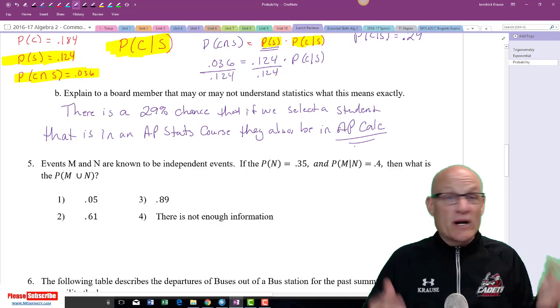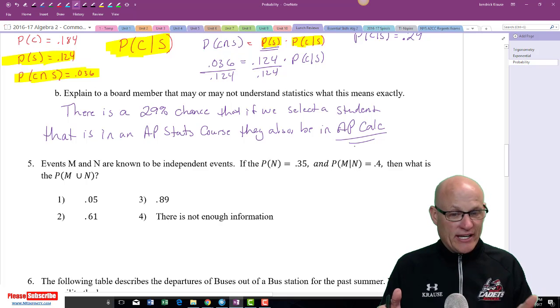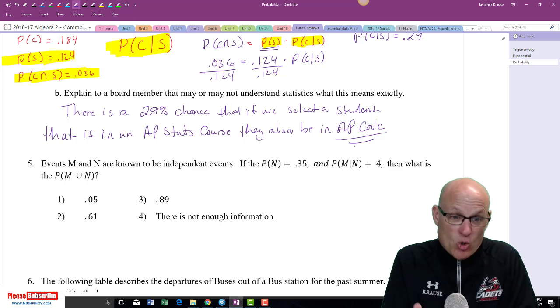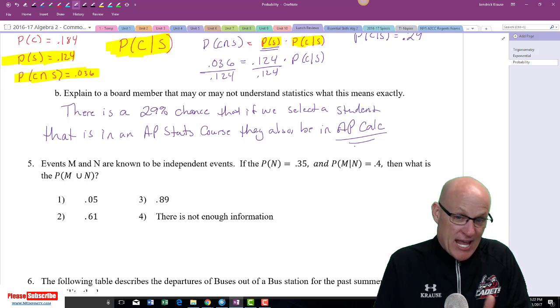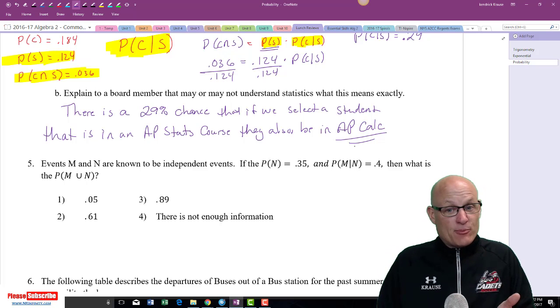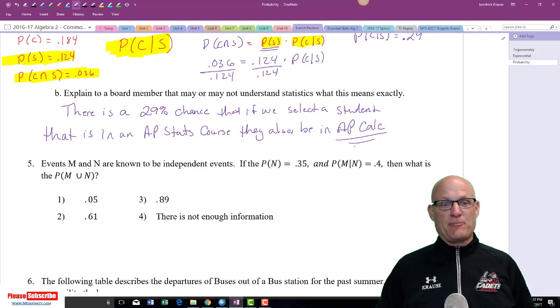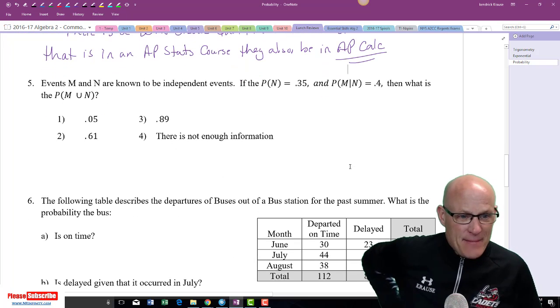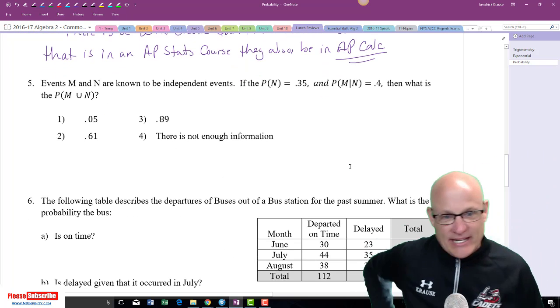So it's not 29% of the seniors are in AP Calc. It's if we go into the stats class and we select a random stats student, there's a 29% chance that they're also in AP Calc. Done.